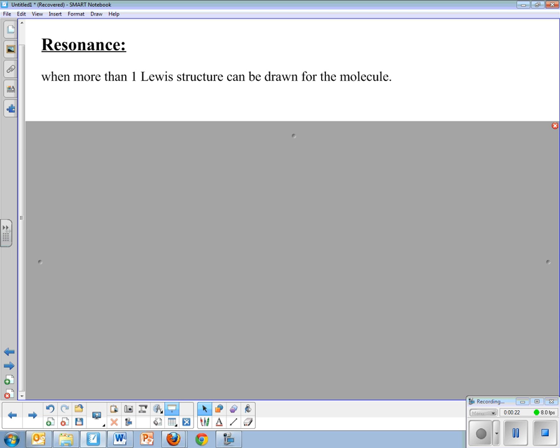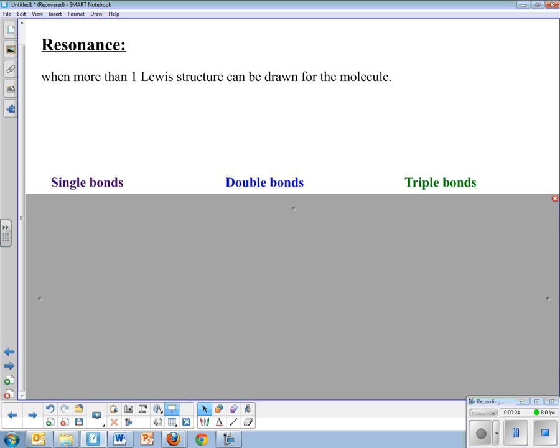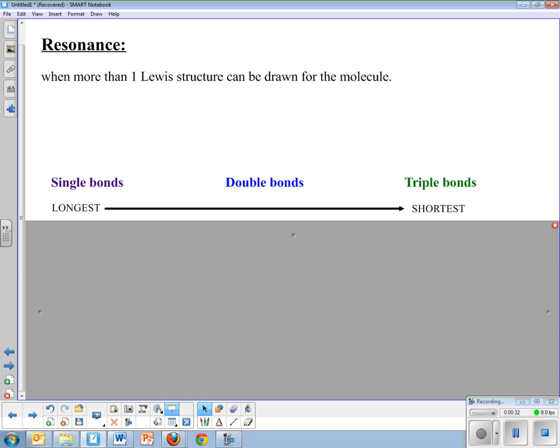So quickly about the bonds: single versus double versus triple. You've probably seen this when you've built them in your model kit, but a single bond is the longest bond, and as you go across, the triple bond would actually be the shortest. So these electrons are actually pulling closer together as you get more of them in there. So double would be in the middle.